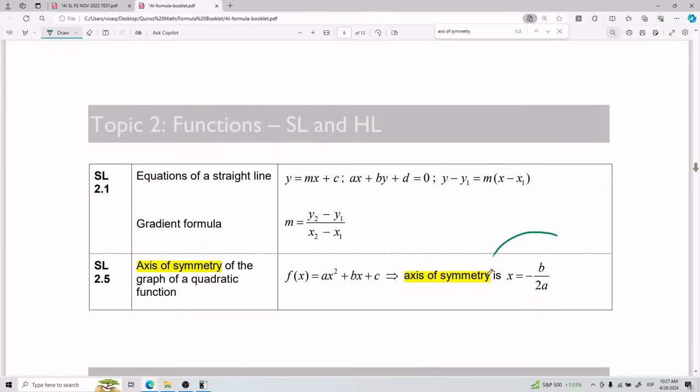Now, what is the formula? It's negative b over 2a. What is b? What is a? Well, your function, your parabola, we call it ax squared plus bx plus c. So b is the one that has just an x next to it, and your a is the one that has the x squared next to it.